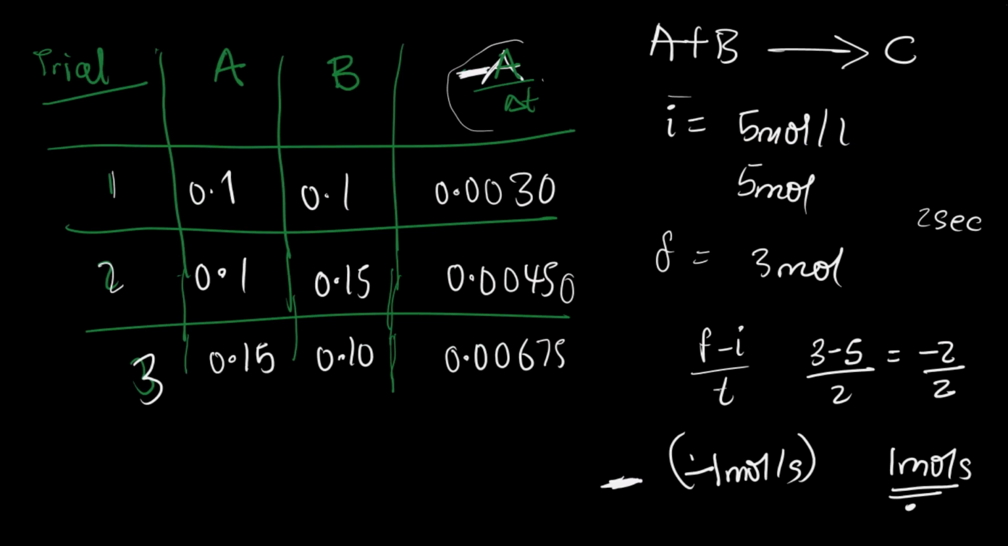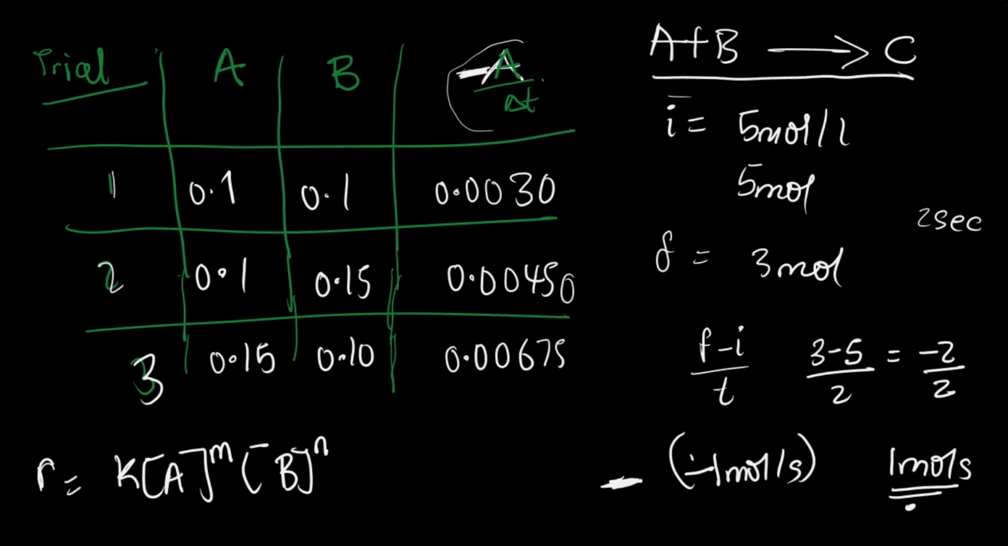Now, how exactly do we solve a problem like this? The general rate law would be R equals K, concentration of A raised to the power of M, and concentration of B raised to the power of N. These are the 2 reactants that we have. Now, merely looking at the reaction, we can't say that because the mole of A is 1, then M should be 1, and because B has 1 mole, then N should be 1. It doesn't work that way.